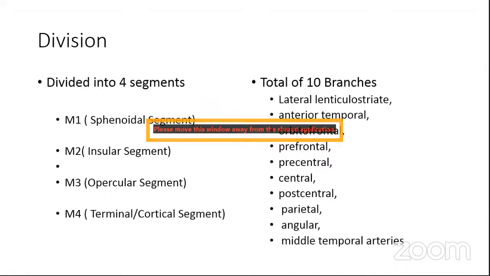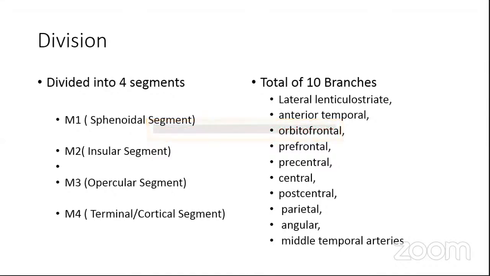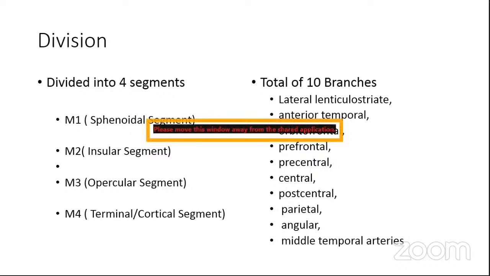so that's why it is called the sphenoidal segment of the MCA. Next is the M2 segment, or the insular segment. This insular segment begins at the genu, runs in the insular cleft and terminates at the circular sulcus of the insula, where the arteries make the next right angle turn. Third is the opercular, and the fourth is the terminal segment. I will detail these in the next slide.